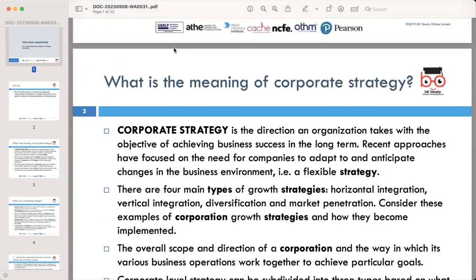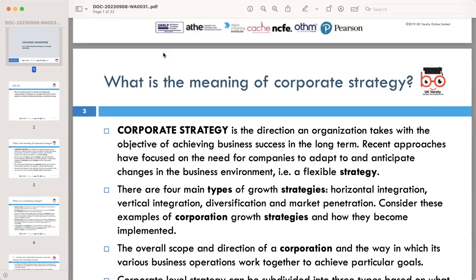What is the meaning of corporate strategy? Can anyone explain, if anyone is there? If anyone is there, I hope you can see my screen and hear my voice. If there are any issues, please let me know. So here, what is the meaning of corporate strategy? Corporate strategy is the direction an organization takes with the objective of achieving business success in the long term. Recent approaches have focused on the need for companies to adapt to and anticipate changes in the business environment, for example, flexible strategy.